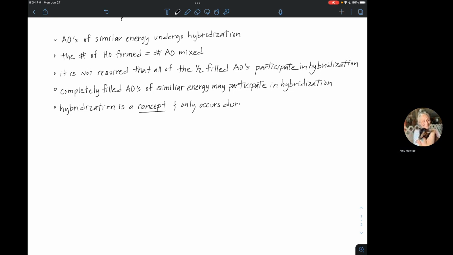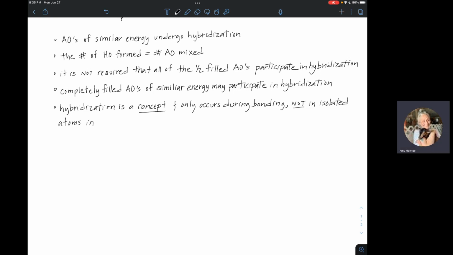during bonding, not in isolated atoms in the gas phase, which is basically where we study almost everything else, right? So we don't notice this hybridization as occurring in an isolated atom in the gas phase.